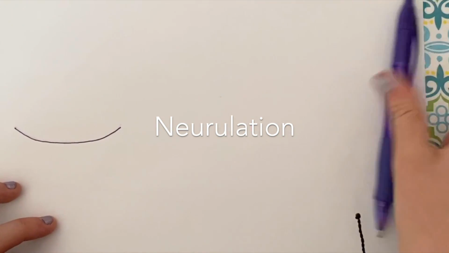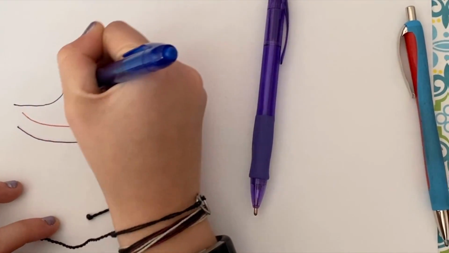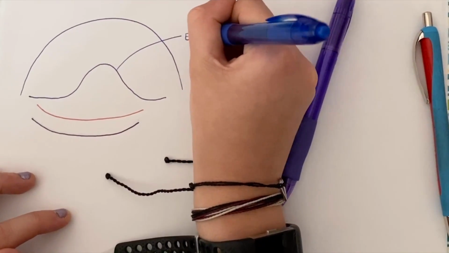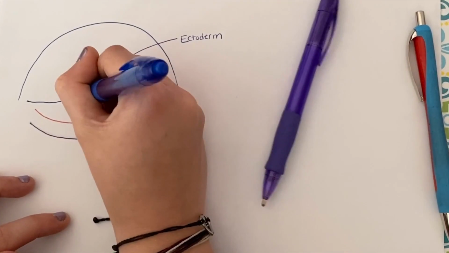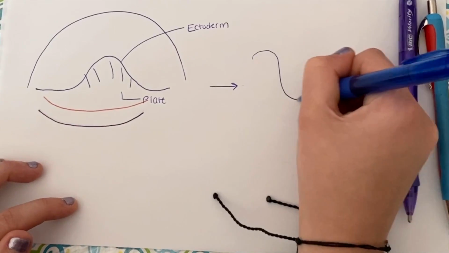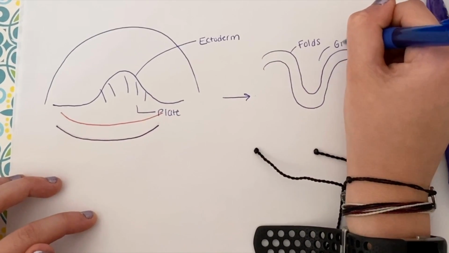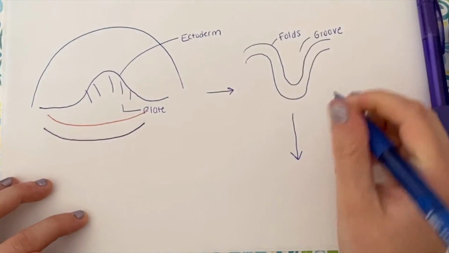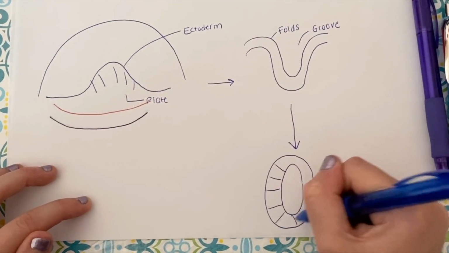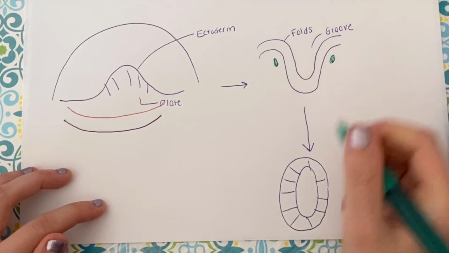Neurulation is the first major event in embryonic development. The nervous system is derived from the ectoderm, and it forms from a structure called the neural plate. The neural plate folds to provide the neural folds. Then the neural folds form a depression called the neural groove. When the neural folds fuse together, the neural tube is formed. The neural tube will give rise to the central nervous system.